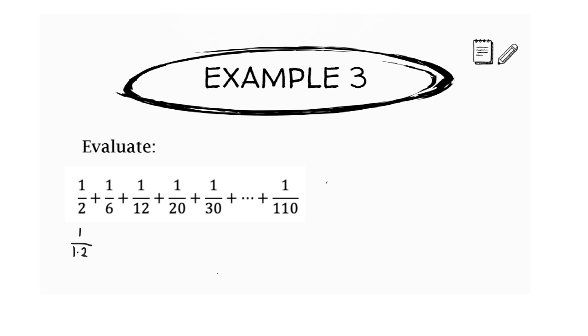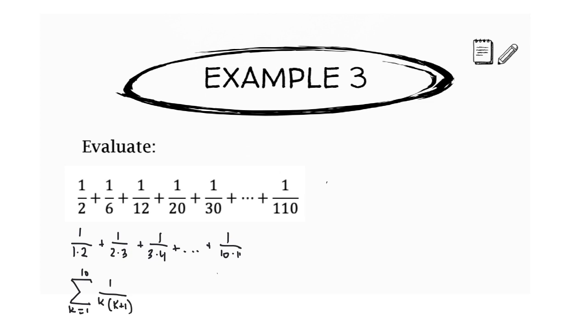1 over 1 times 2 plus 1 over 2 times 3 plus 1 over 3 times 4, and so on, all the way up to 1 over 10 times 11. When I put that into sigma notation, I see it's the sum from k equals 1 to 10 of 1 over k times k plus 1.